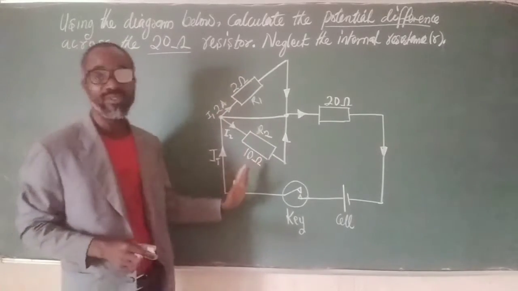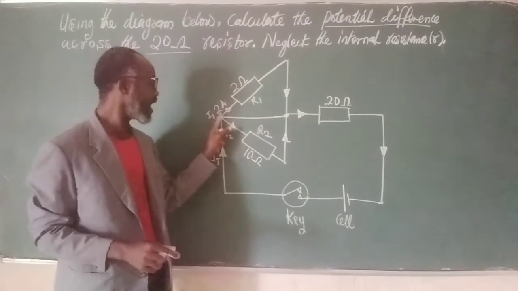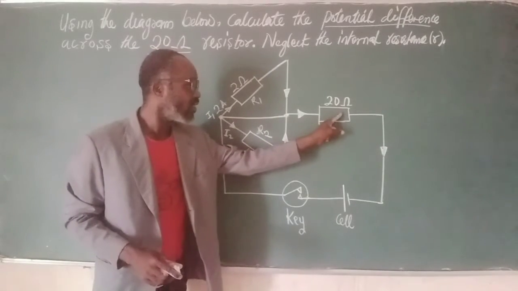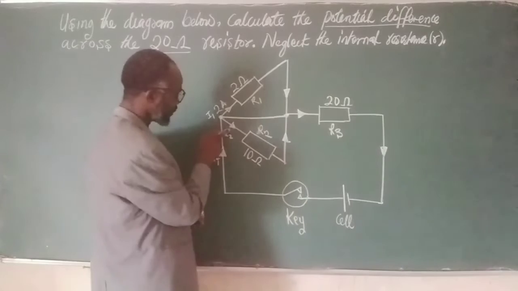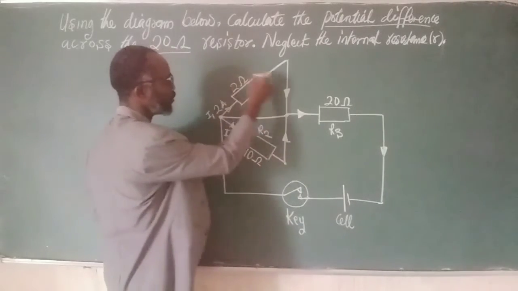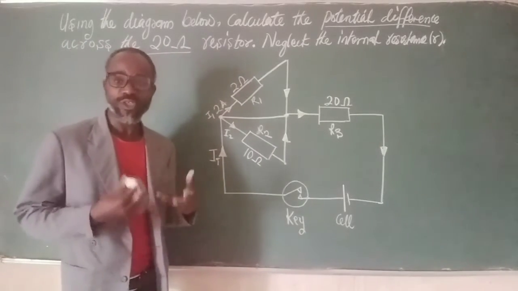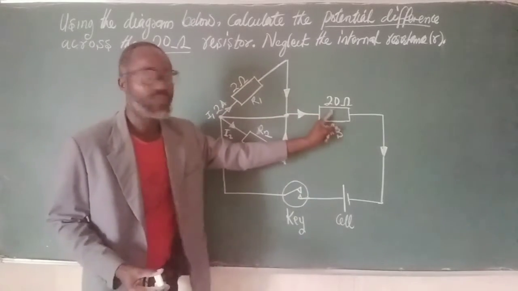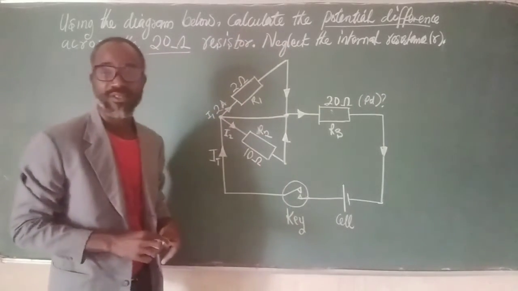So we need to find out what happens here. If we have current I1 flowing into resistor 1 as 2 amps, it is going to come to this point and flow into resistor 3, with 20 ohms. Current I2, whose value we don't know, will flow down to this point and recombine with current I1 to flow into resistor 3. So we should find the potential difference, PD, across this 20 ohm resistance.